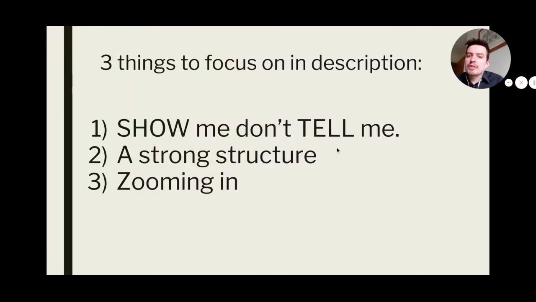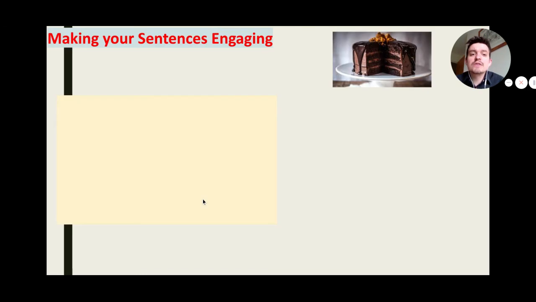So, the third thing we're going to look at, having looked at showing, not telling, and a good structure to use, is how to effectively zoom in. As I've said before, it's not about accuracy, it's about creativity. So let's imagine that we're going to zoom in on this cake. Here are some questions you could consider when trying to conjure the image of a cake.